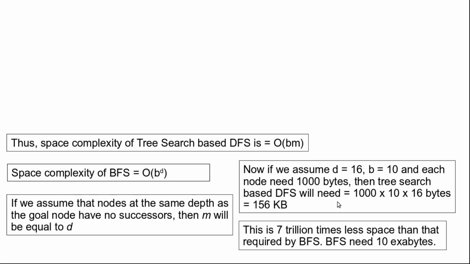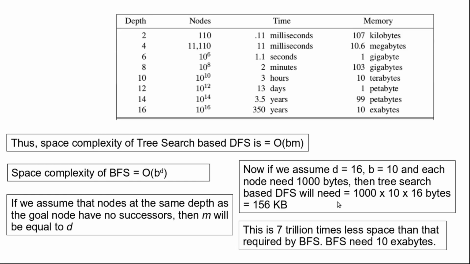And in one of the previous classes, we have seen that for BFS, if the depth of the shallowest goal node is 16, then since the complexity of BFS is b to the power d, we would require 10 exabytes of memory.